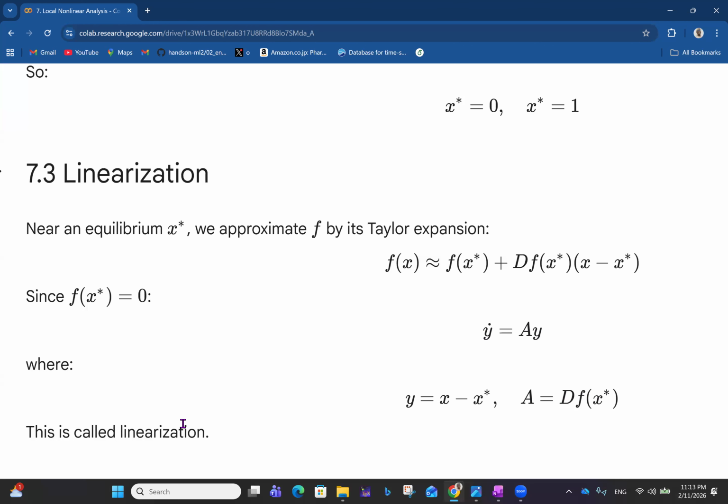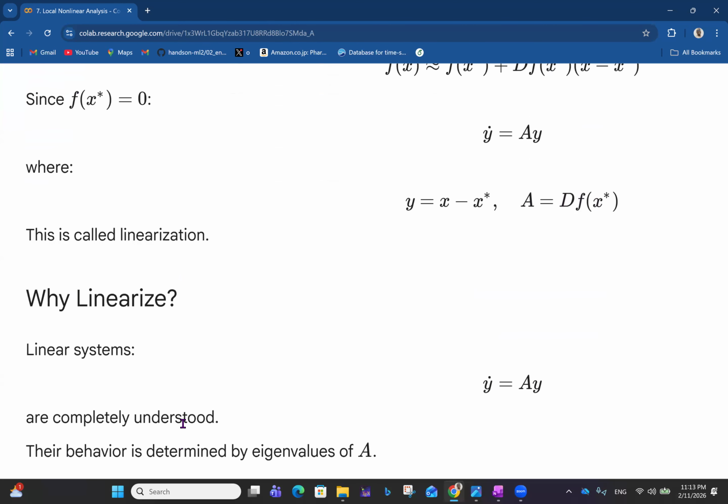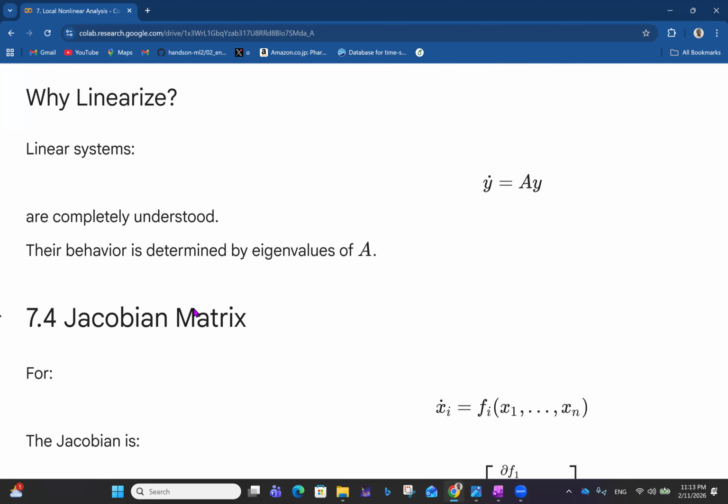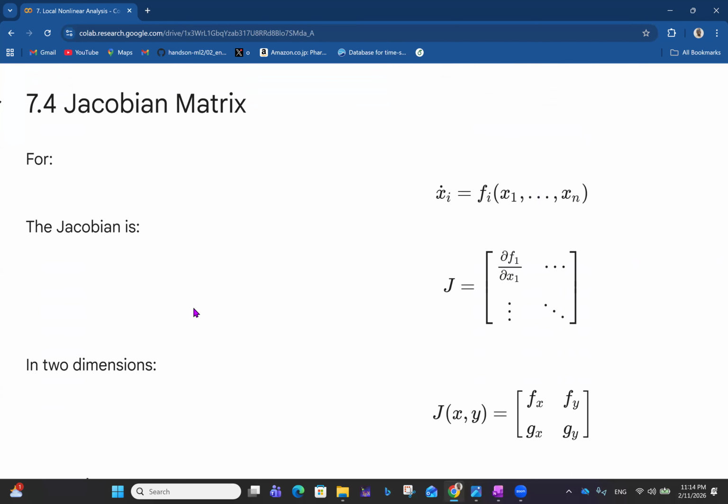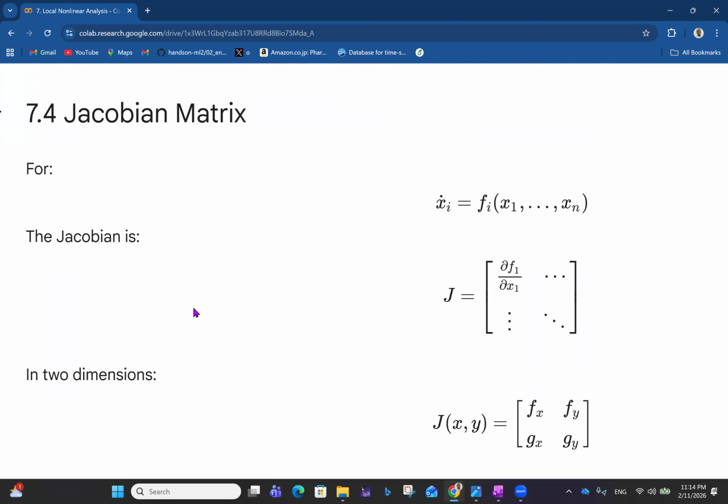Now, this may be looking like some abstract idea, but we'll go forward to linearize. So the question is, why do we have to linearize? For linear systems, y dot equals a y are completely understood. Their behavior is determined by eigenvalues of a. We've seen that a lot for linear systems, right? So though we are talking about non-linear systems, we're talking about linearization. So the deal here is you have a non-linear system, but you linearize to approximate some behavior that you can get from them.